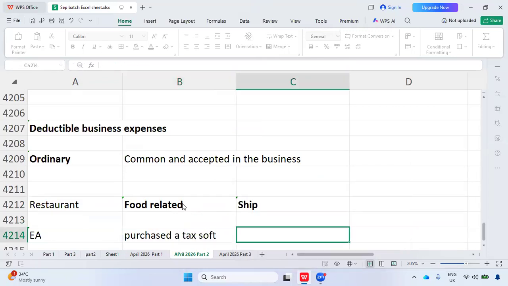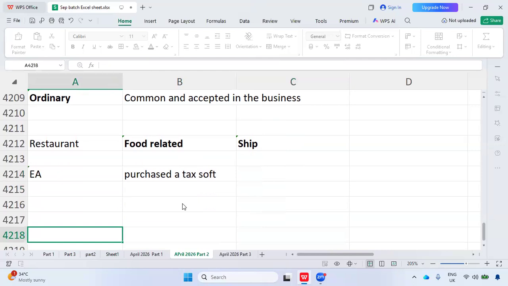So, is it ordinary? Yes, which is ordinary, which is common, and which is accepted in the business. So general expenses we can claim as an expense in the business. So this is ordinary. And next one, necessary.